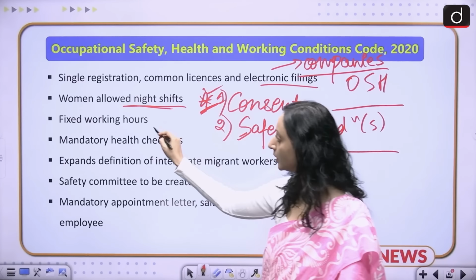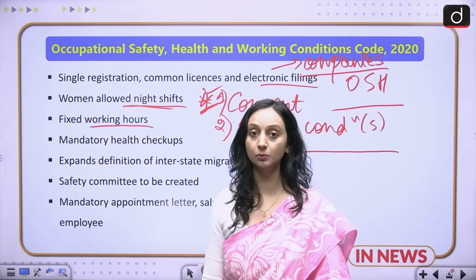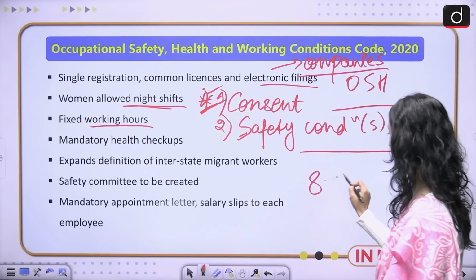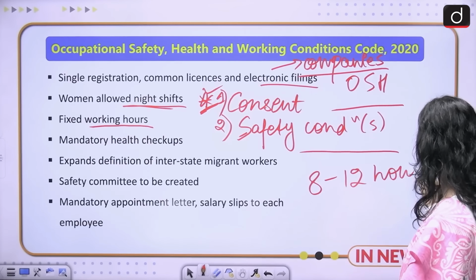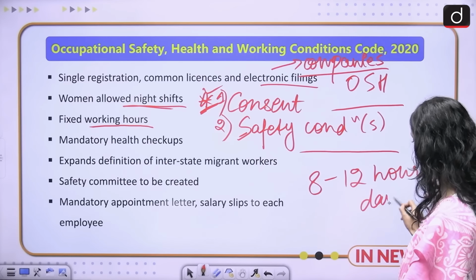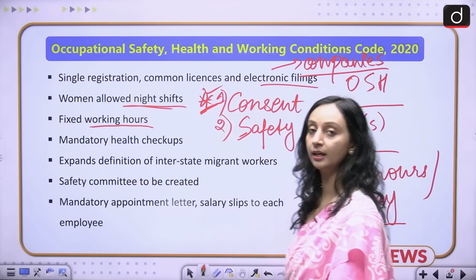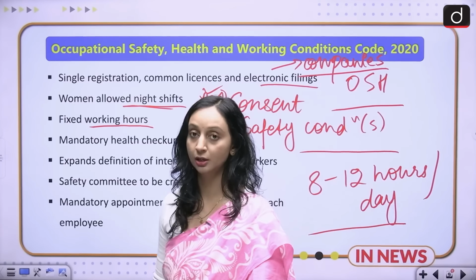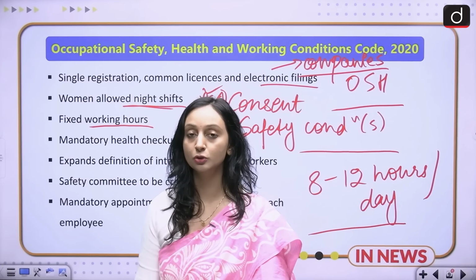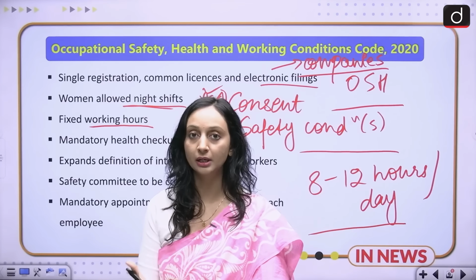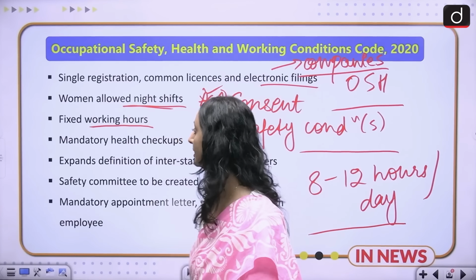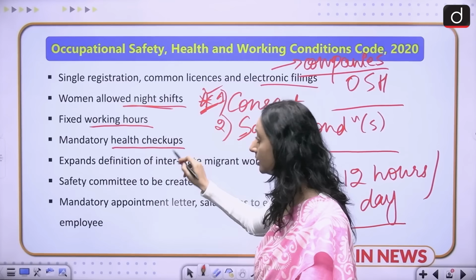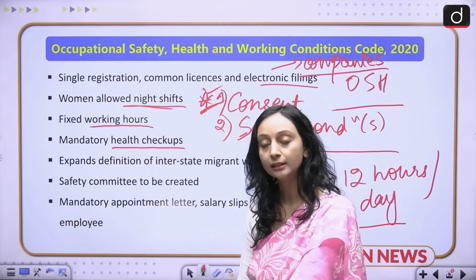Then fixed working hours have been defined. Fixed working hours, 8 to 12 hours per day. It shouldn't exceed 8 to 12 hours per day. So fixed working hours have also been defined for the proper living and working conditions of all our employees. Then mandatory health checkups have to be provided by the employers.